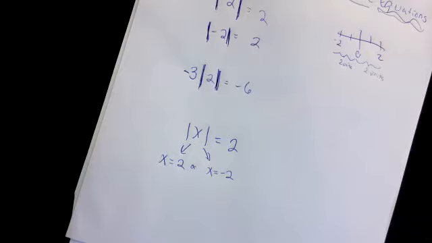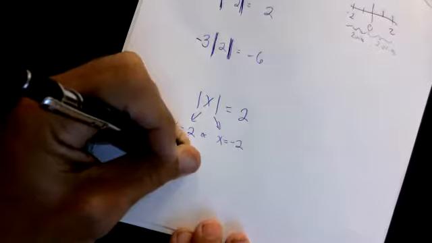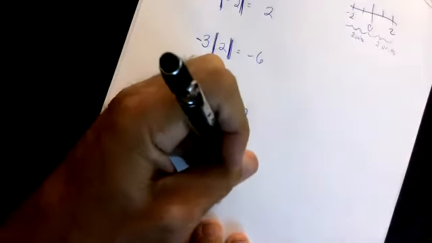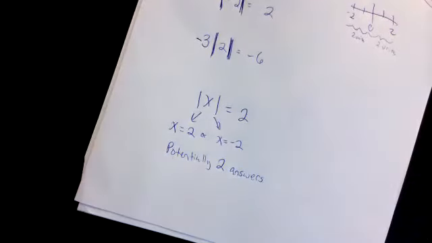So with absolute value equations, there is always potentially 2 answers. Now I say potentially because there's the possibility that you could have no answers, or there's a possibility of 1 answer. But there's always the potential for 2. We can account for both the positive and the negative.